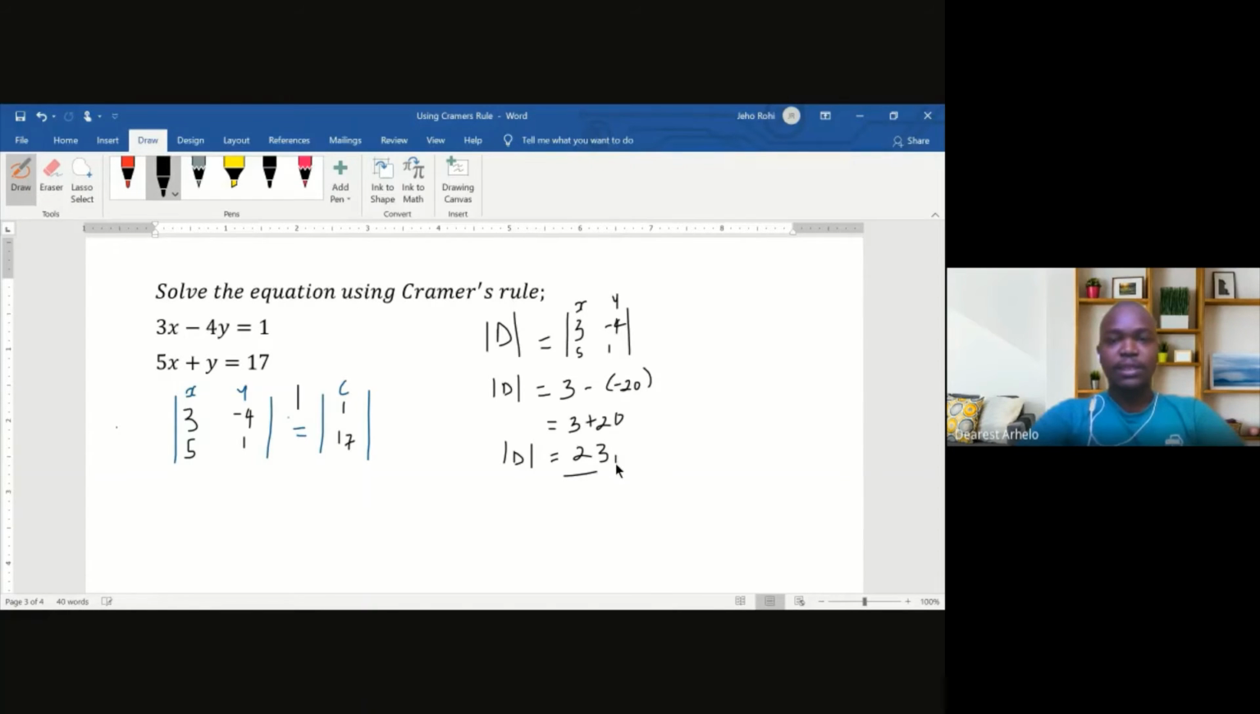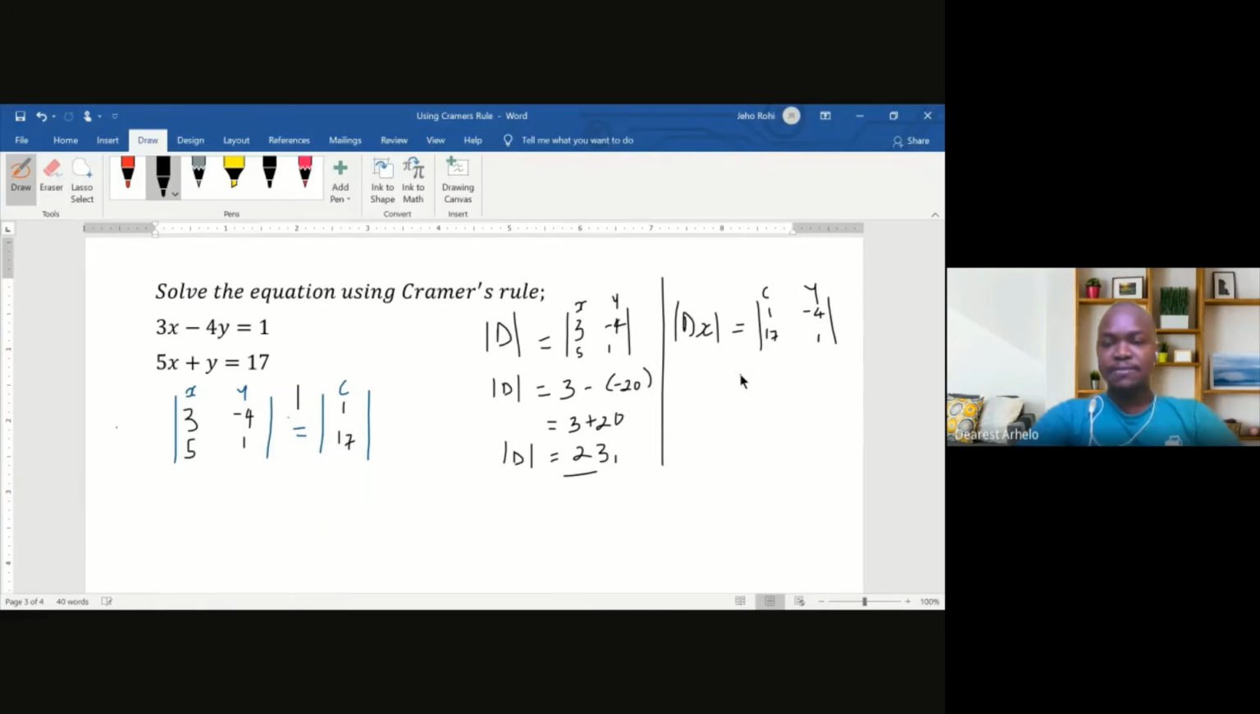All right, good. What next? Let's find dx. Again, I open my matrix. For x, we have to replace the x with the constant. So to get my dx, I use the constant and the y column. I replace the x with the constant, so it becomes 1 and 17, and the y is -4 and 1.